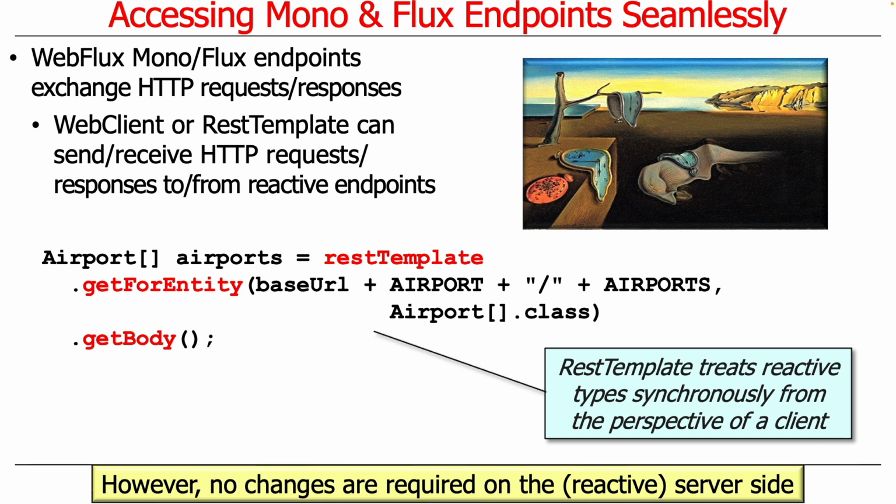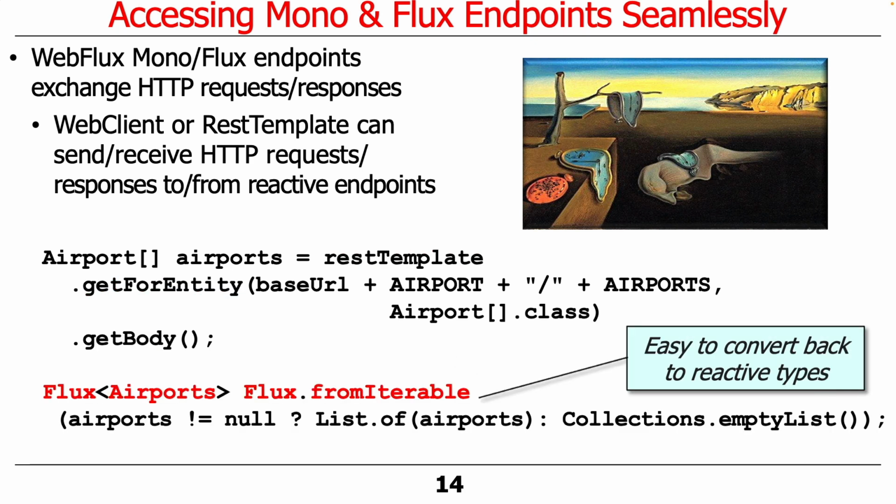So REST template treats things synchronously, but it turns out that you can integrate this kind of processing with reactive servers. It just doesn't give you a reactive client. And if you get things back in a REST template, you can convert it back into a reactive type just by taking whatever you got back and wrapping it up in a flux, although that's not quite as good as having it be fluxes end-to-end.